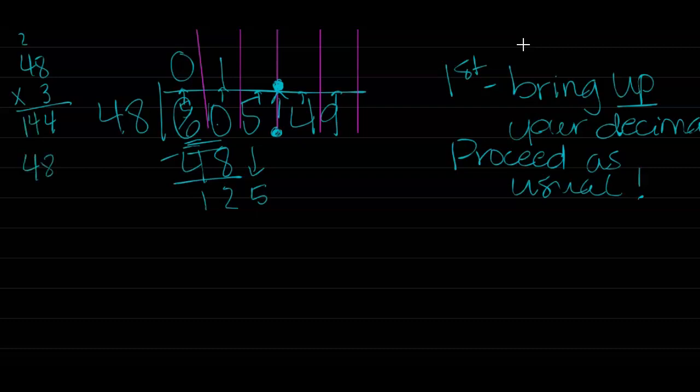So let's see what 48 times 2 would be. That's all we could fit. We don't have enough to put 3 groups. So that's 16. That's 8 and 9. So that's only 2 groups. It's 96.